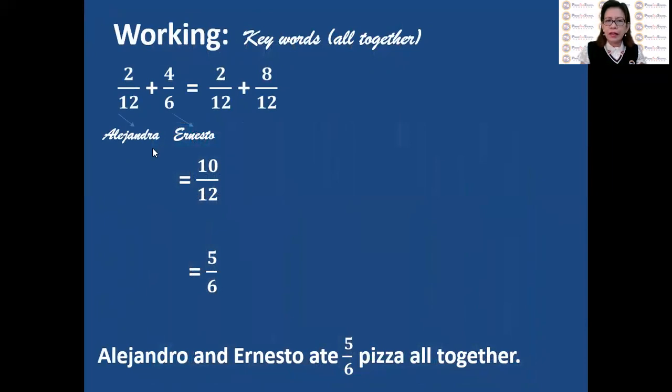Okay, so you are adding the pizza that Alejandra ate, 2 out of 12, and the pizza Ernesto ate, 4 out of 6. So the result when you're going to add this, since these are unlike fractions, you're going to make the denominators the same, and then after that, you're going to add the numerators, and then simplify always your final answer if you're dealing with fractions. And then you're going to write your final answer in a number sentence or word sentence. Alejandra and Ernesto ate 5 out of 6 pizza altogether.